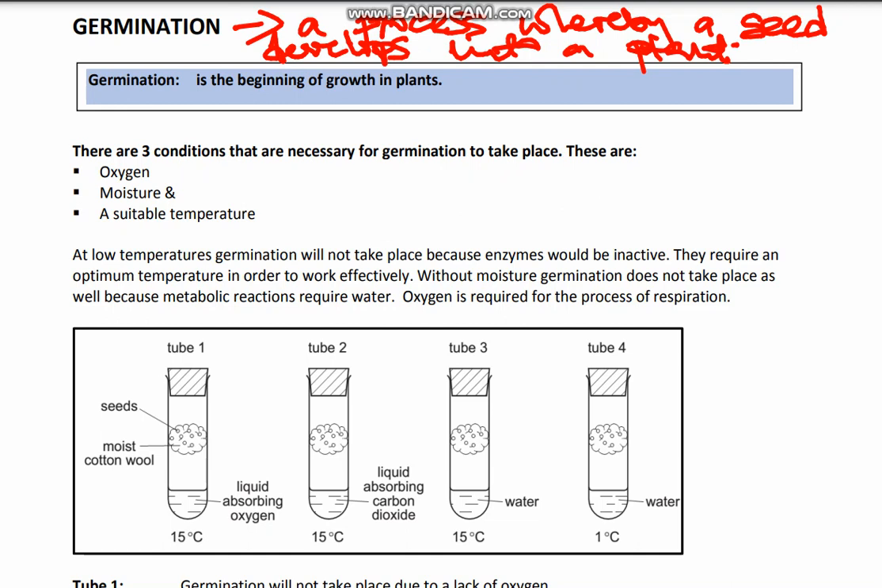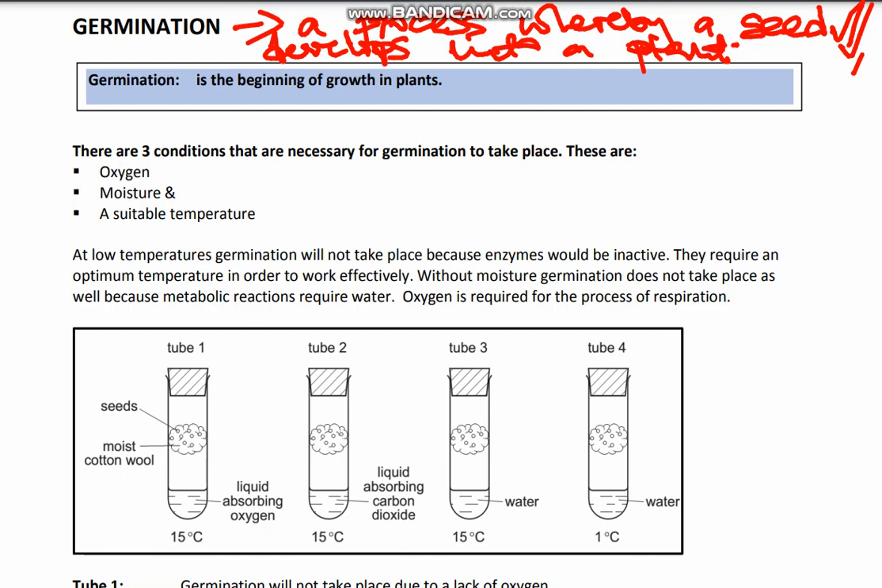A process whereby a seed develops into a plant. That's what you call germination. Okay, so I really love to use this definition, and I also want you to use this definition as you are going to write your notes.